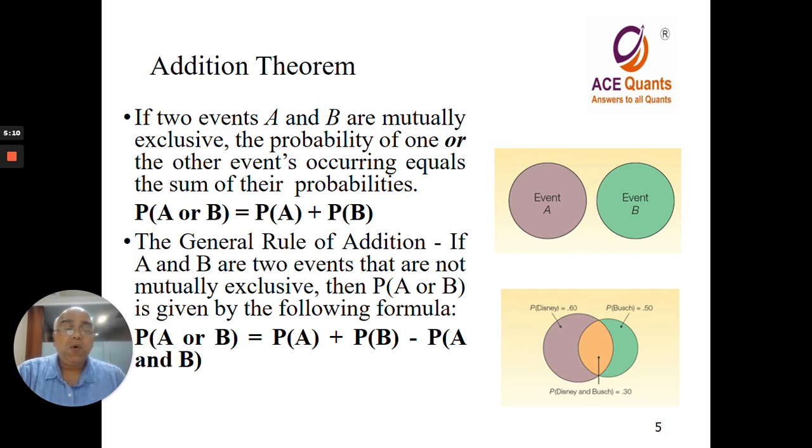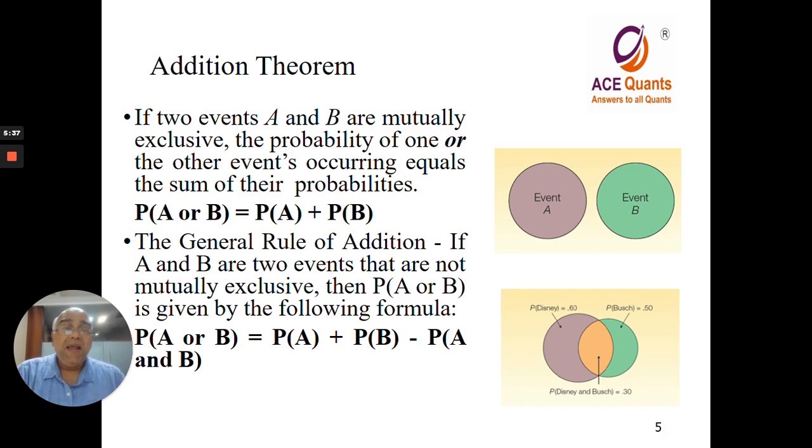But if there is an overlap, now what do you see here? The overlapping part has been once added with A, the overlapping part has again been added with B, so should I not subtract it once? And therefore, when there is an overlapping event, probability of A or B is equal to probability of A plus probability of B minus probability of A and B.